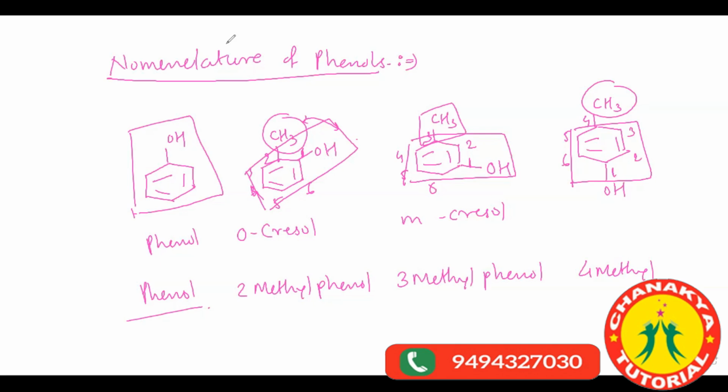Now there are also dihydroxy derivatives present in the phenol. Means on a benzene there will be 2 OH groups present, right? And that nomenclature also you should know, how you have to label it. That too I'll show you. Note it down first. If you have done, let me know so I can erase it.